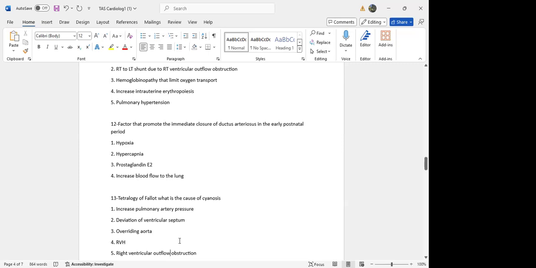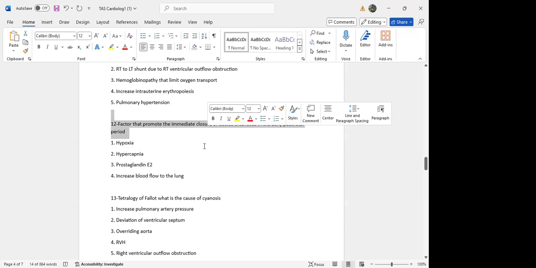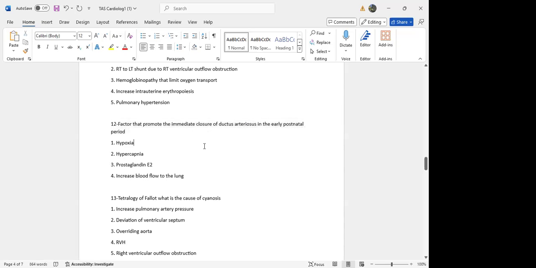Factors that promote immediate closure of the ductus arteriosus. Now they are talking about immediate closure. Which factors are responsible? Yes, increased flow towards the lung. Very good. If you have high oxygen, it will cause immediate closure. Other factors are responsible for keeping the ductus arteriosus open.